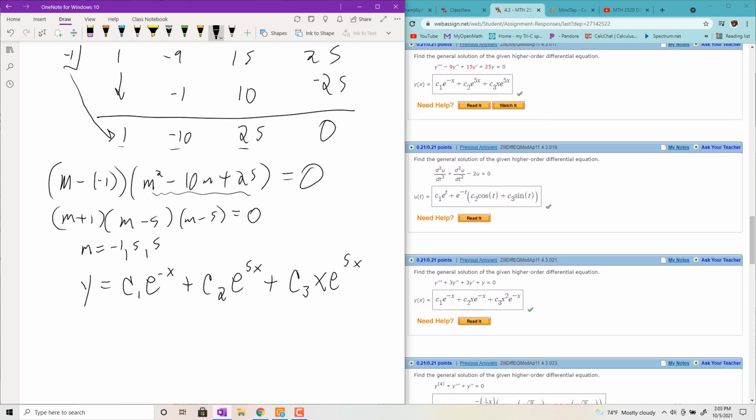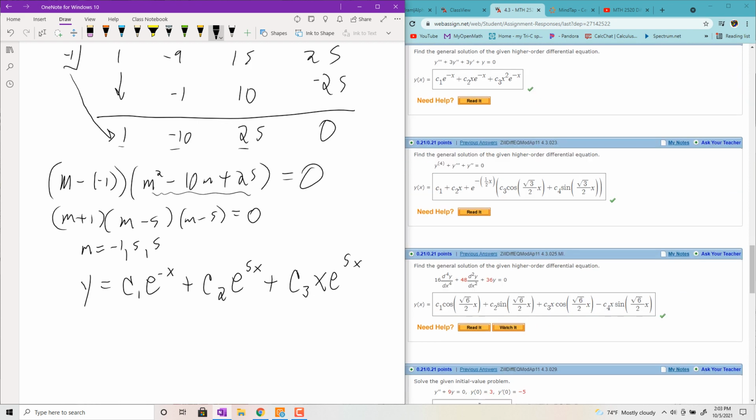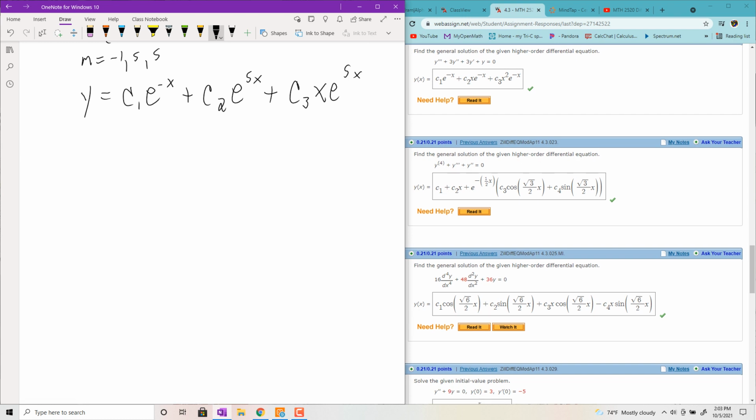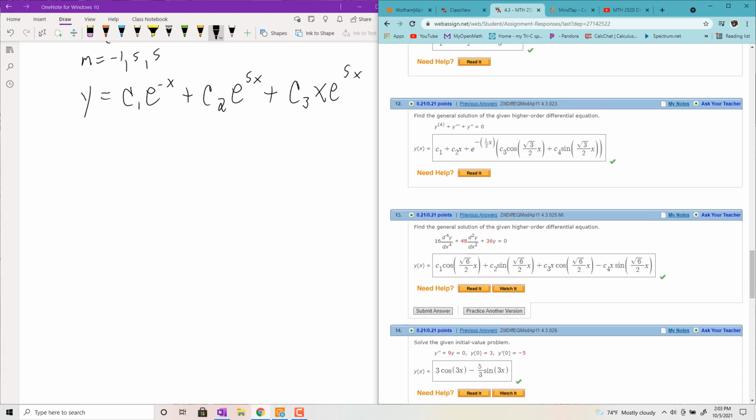Okay, let's try another one. See, this one looks kind of nasty, this number 13.